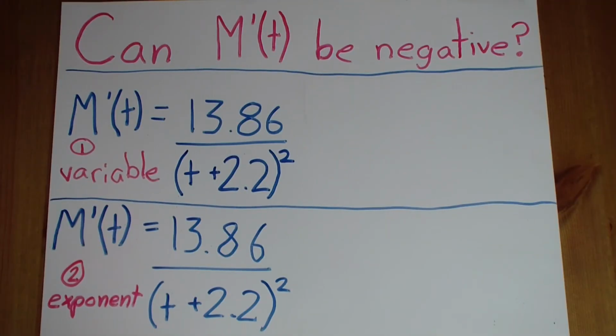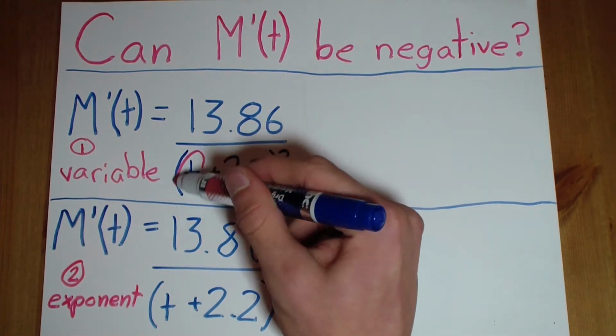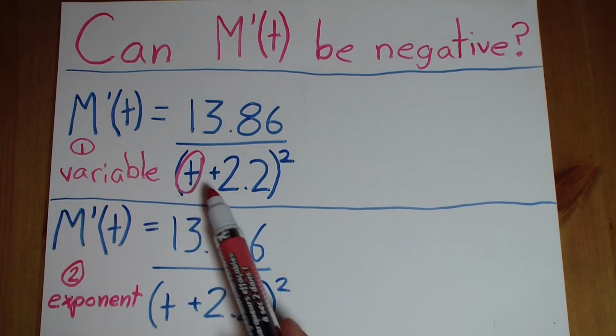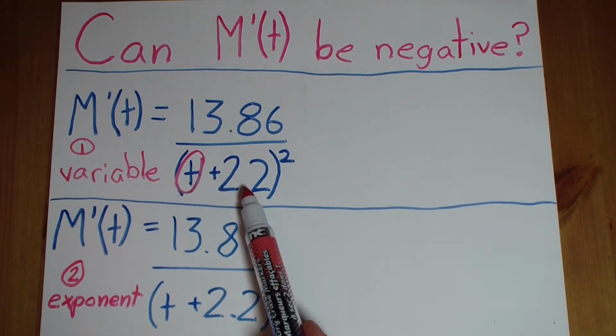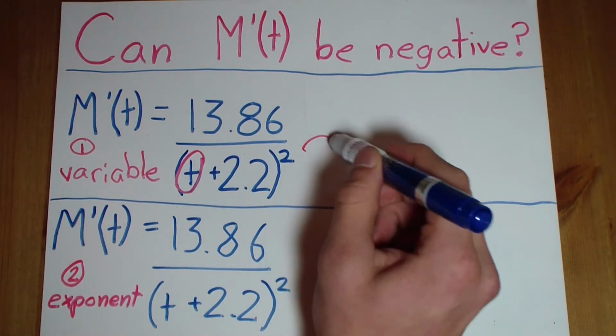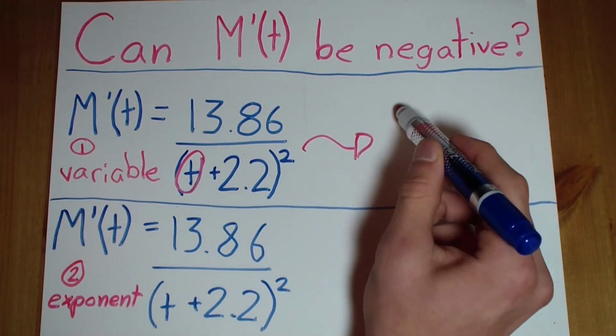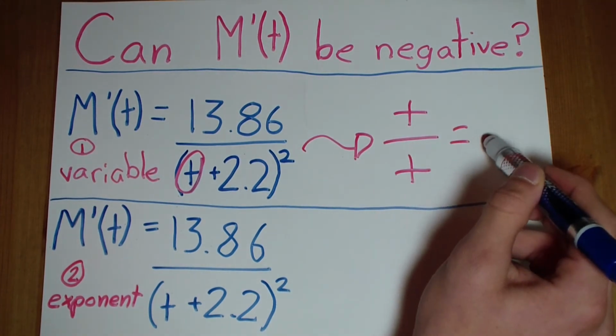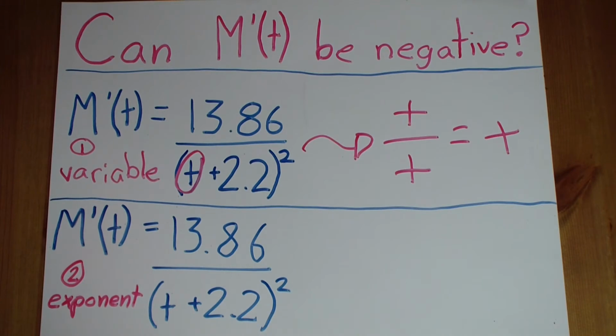There are 2 main reasons why the rate of change can never be negative. The first reason is the variable. In the context of the question, the variable t represents time. Since there's no such thing as negative time, this bracket will always be a positive number, and multiplied by itself will remain positive. Therefore, the equation will be a positive divided by a positive, which is obviously going to result in a positive answer. The second reason is the exponent.